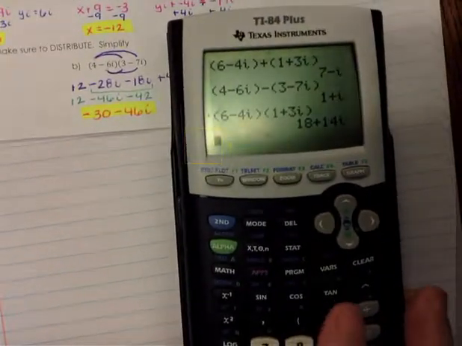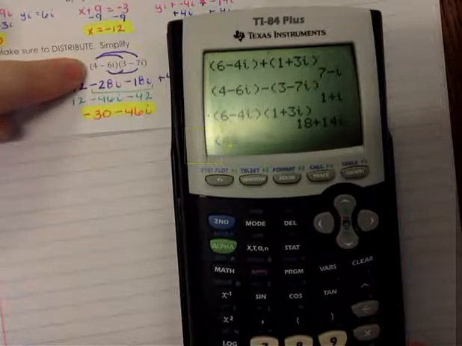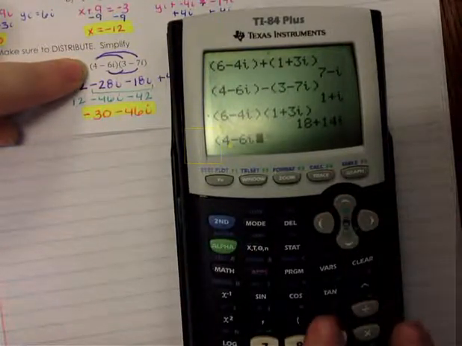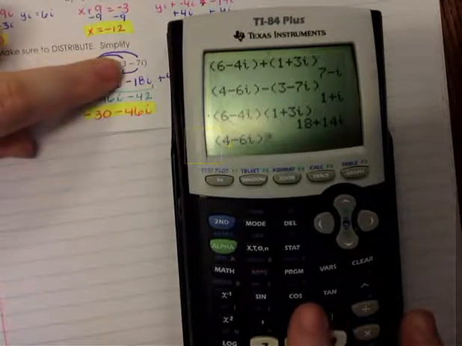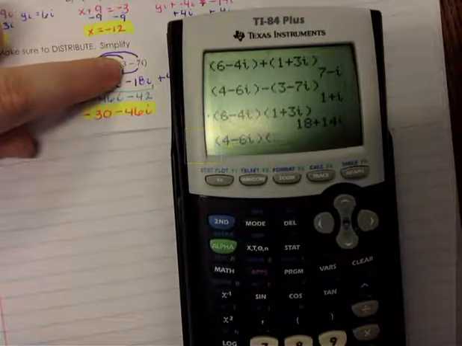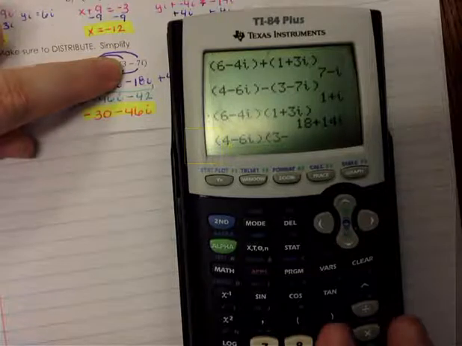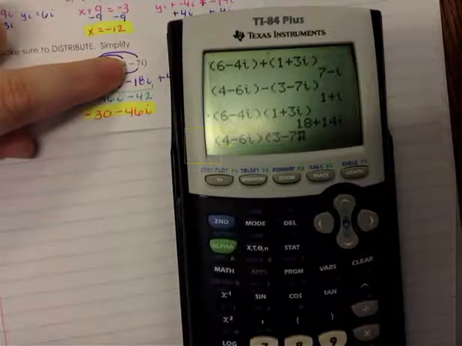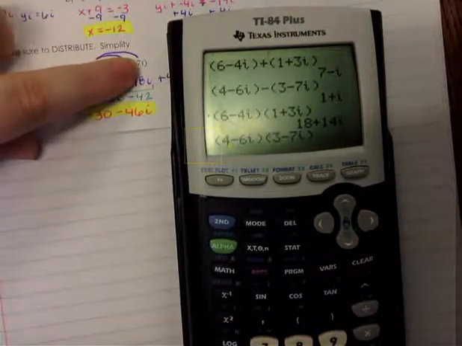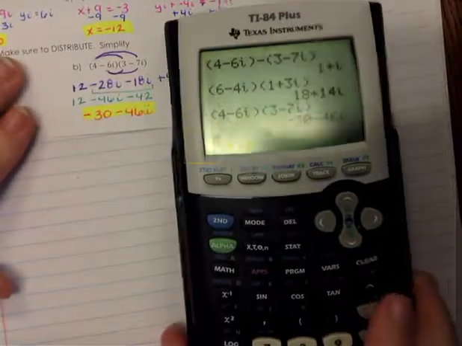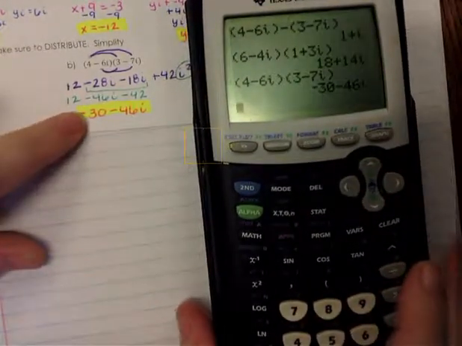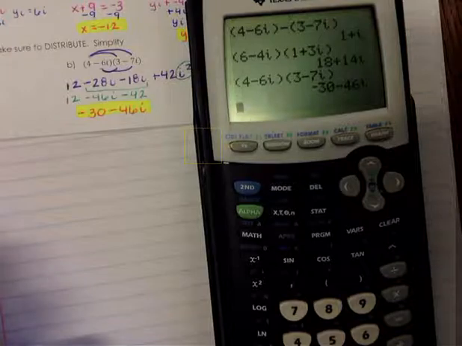And then the last one, again just to check our answer, we had parentheses, 4 minus 6i, so second decimal, close parentheses, open parentheses, 3 minus 7i, so second decimal, close parentheses, enter. Negative 30 minus 46i. It's the exact same answer. So this is how you do it in your calculator.